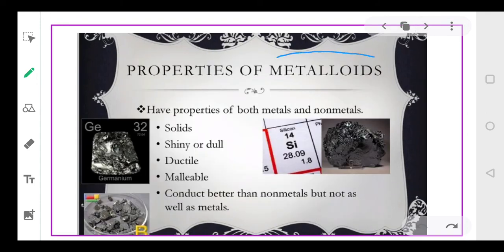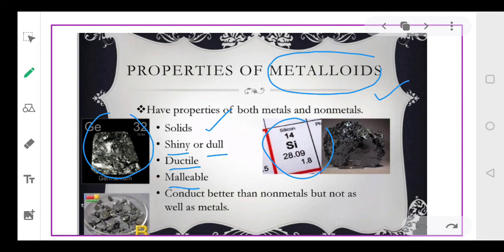As I told you, there are some elements which show some properties of metals and some properties of non-metals. So they are considered as metalloids. Metalloids are generally solids. They may have a shiny or a dull appearance. They are ductile, they are malleable, and they conduct electricity, but they conduct less in comparison to the metals, and more in comparison to the non-metals. So they are somewhere in between the metals and non-metals. A few examples that I've listed here: germanium, silicon, right? These are a few examples of metalloids.